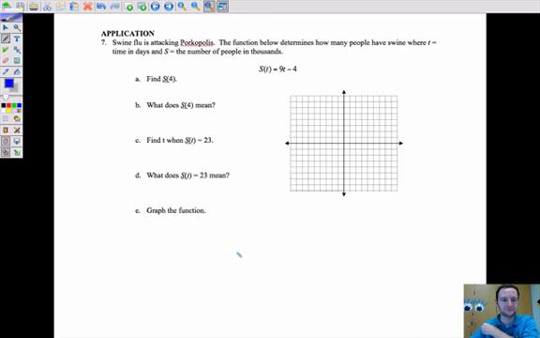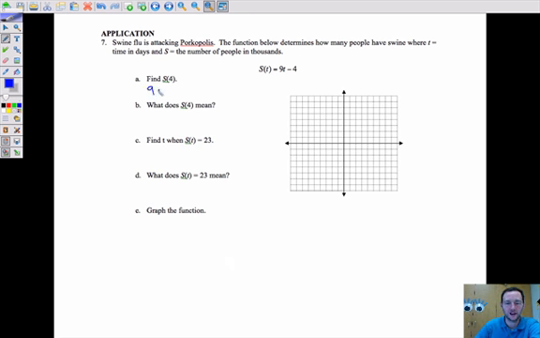Last one, swine flu is attacking Porkopolis. The function below determines how many people have swine flu, where t equals time and s is number of people. So if we are finding s of 4 in this equation, we are taking 4 and plugging it in for t. So that would be 9 times 4 minus 4. That's 36 minus 4 is 32.